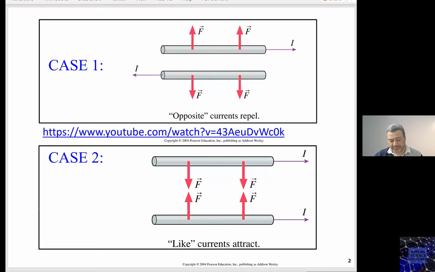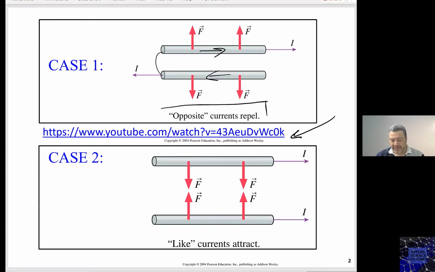So here, this is the repulsive case that is called series in this video because they connect those two wires in series, and that's why the current is going to go in this direction and come back in this direction. So this is the series case, and in this case the currents are in the opposite direction. Here I have a repulsive force.